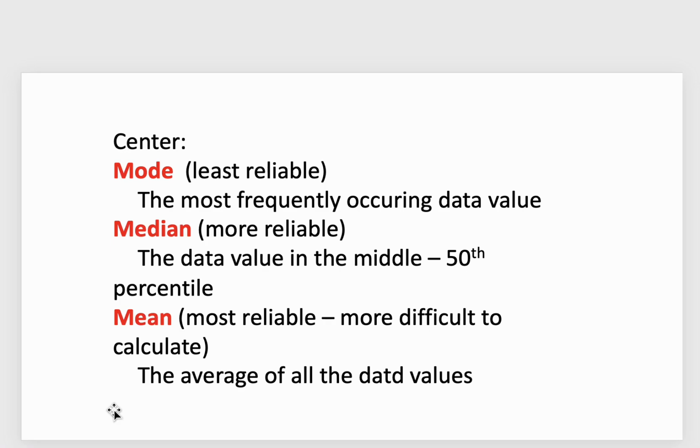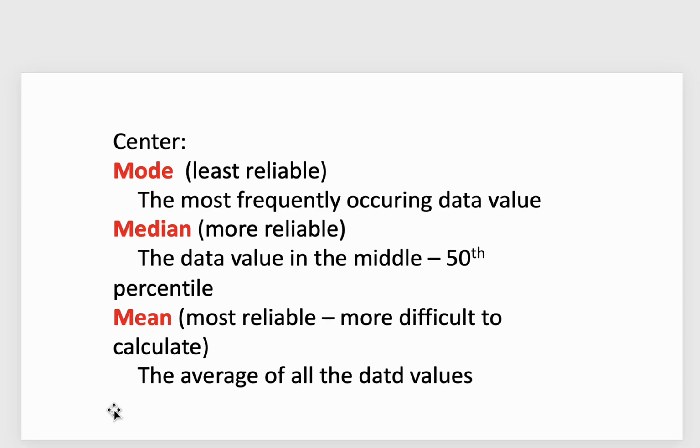There is the mode, which is the least reliable, and that's the one that occurs most often. It's the least reliable because it varies the most from sample to sample. One time you get a mode of 59, another time you get a mode of 48, etc.